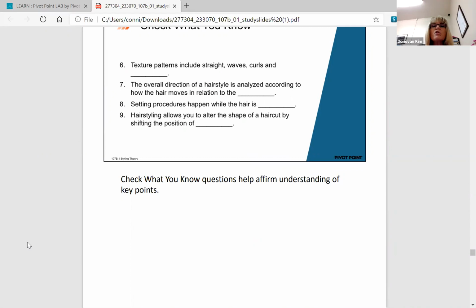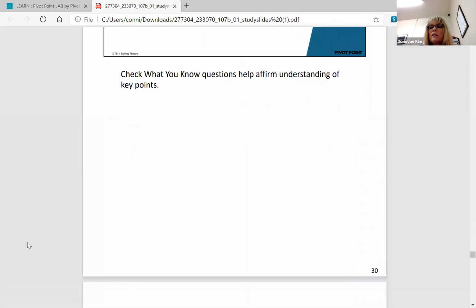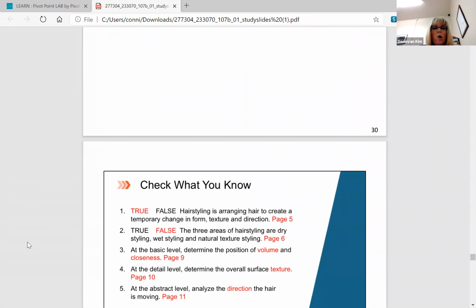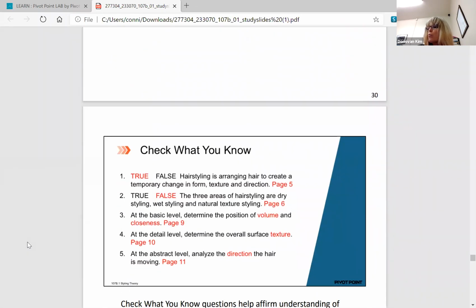Setting procedures happen while the hair is, I'm going to say wet. I thought it was damp. Hairstyling allows you to alter the shape of the haircut by shifting the position of. That's probably weight or direction. Might be direction.